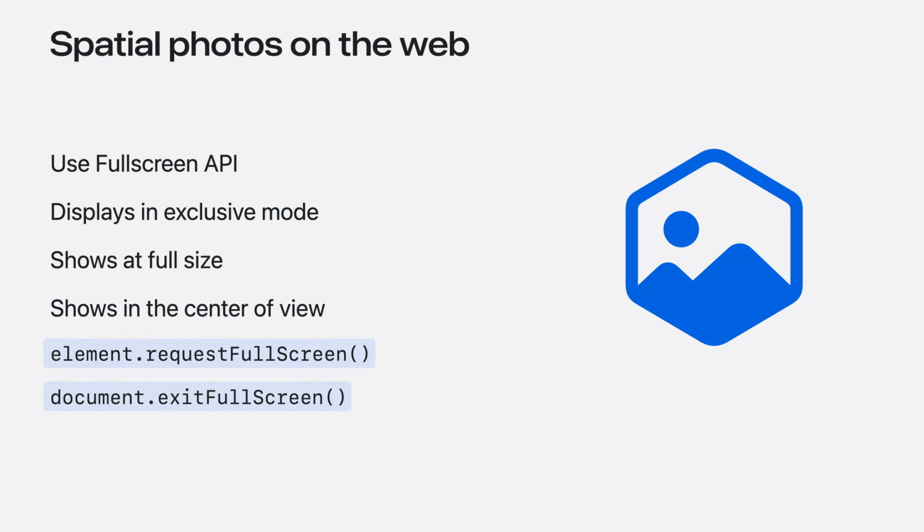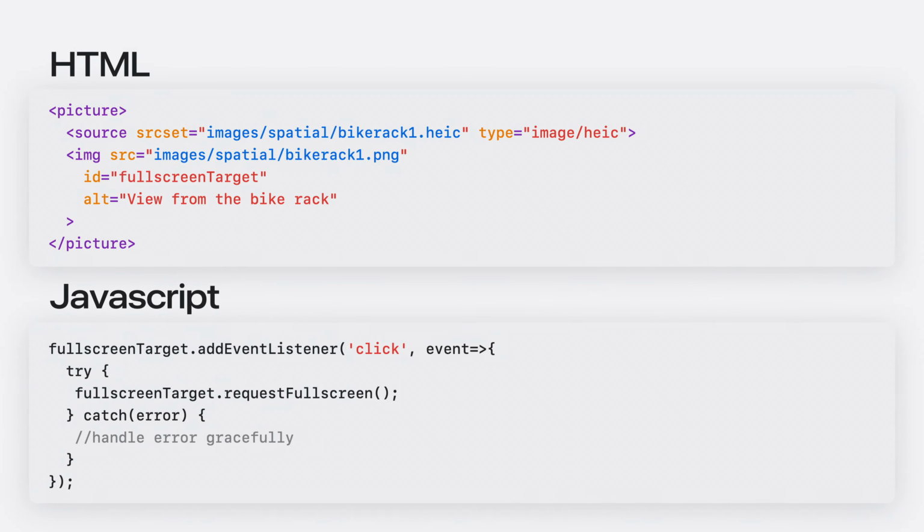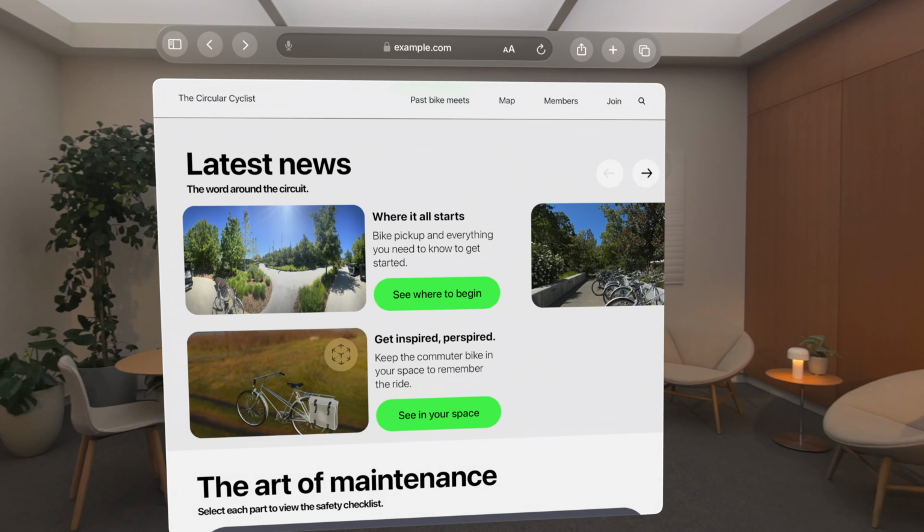Let's get that into our page and then check the results. I use the spatial image file directly in the page, where it'll be displayed monoscopically. By using a source set to specify the correct file type, I can also support a fallback image for any browsers that don't yet support the format. Next, I'll take the click event input on the image and use that event chain to request full screen on the element, making sure I handle any errors gracefully if they come up. And here's how it looks.